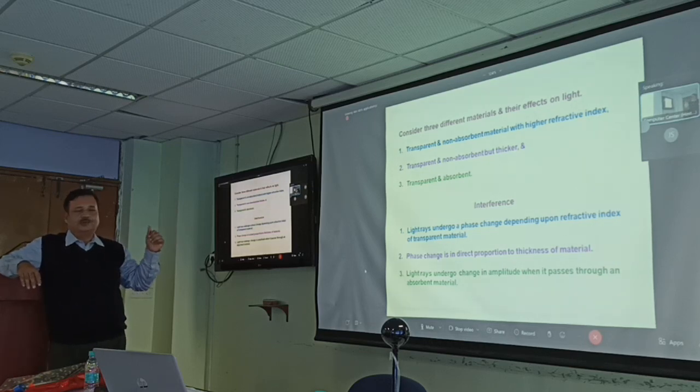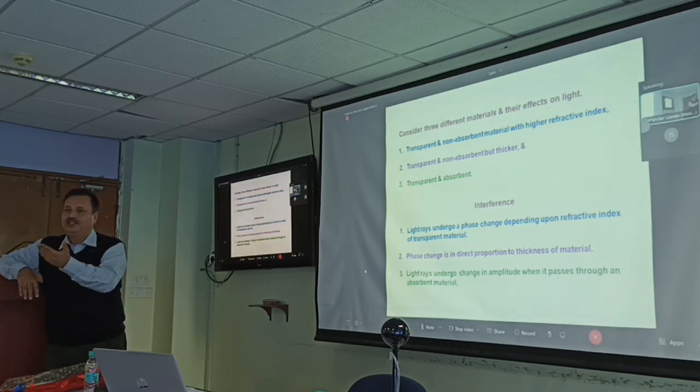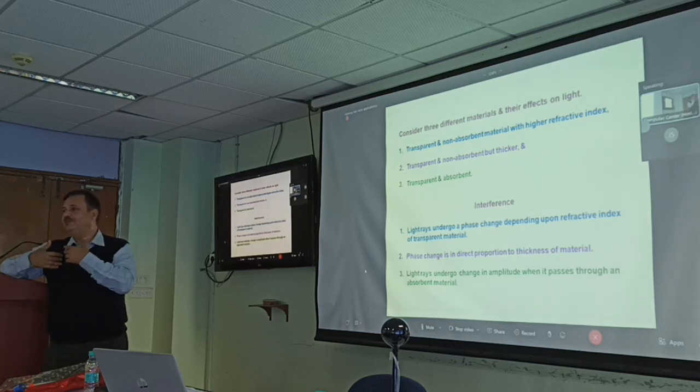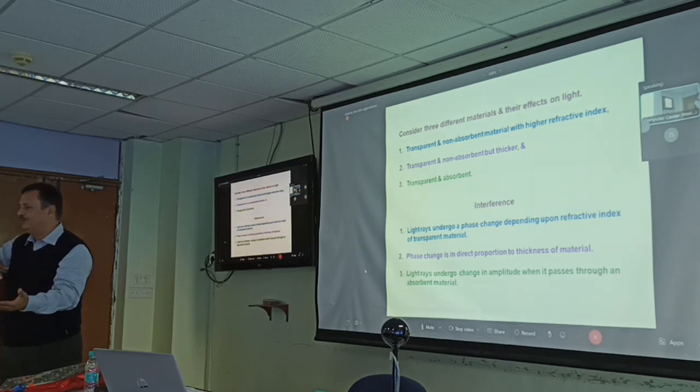The object can be transparent, non-absorbent material with higher refractive index. Second, it can be transparent and non-absorbent but thicker. It is not absorbing but it is thicker. Third, it is transparent and absorbent. If the object is absorbent and you see the color blue, it is because the blue wavelength is reflected, and all other wavelengths are absorbed by the object.